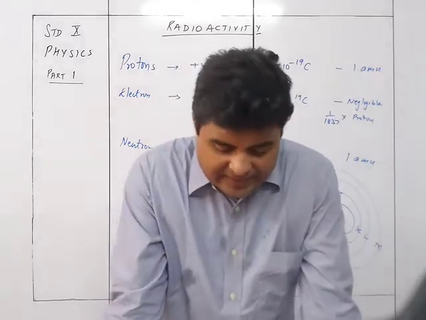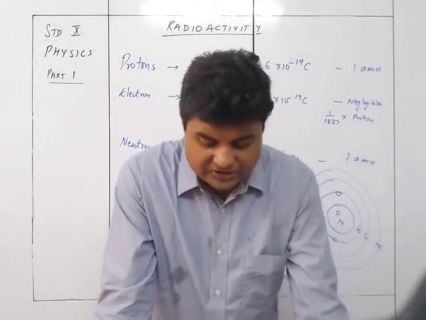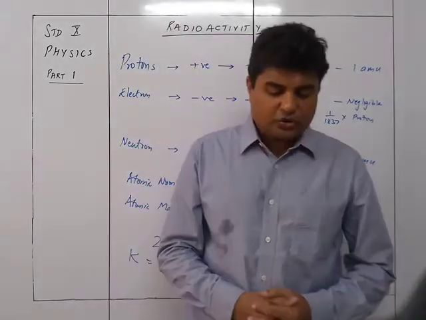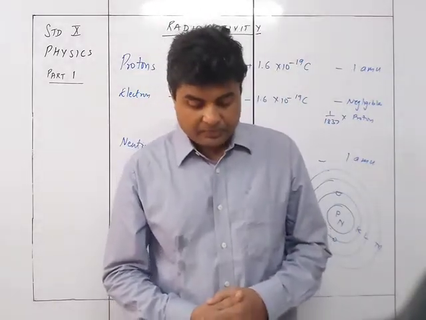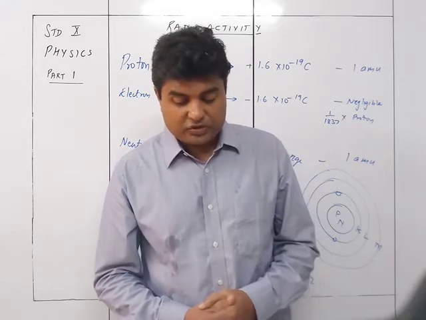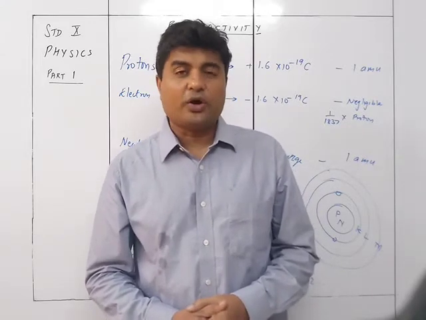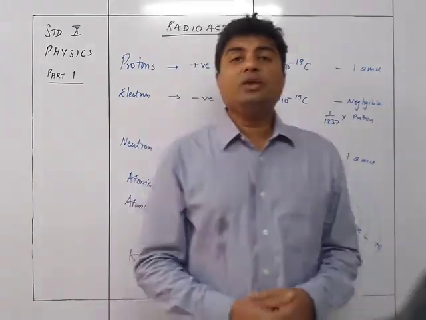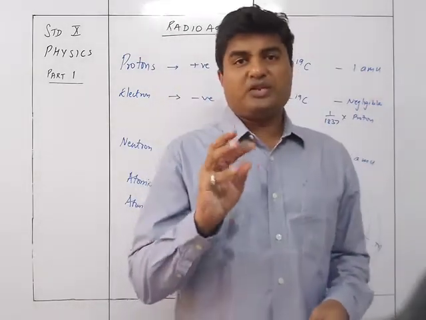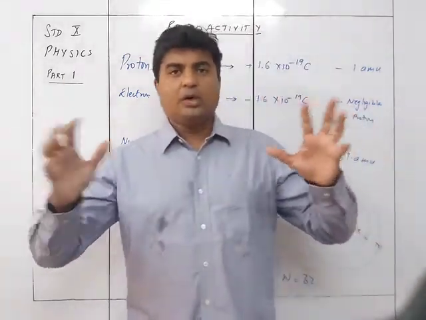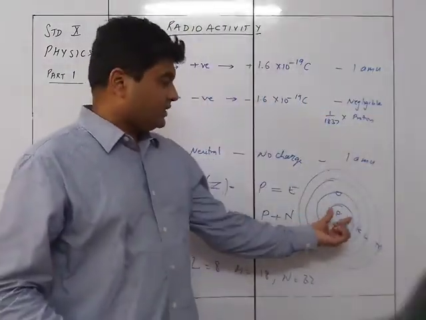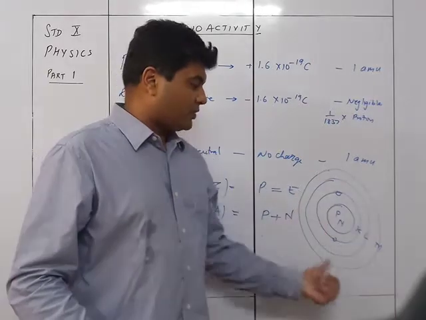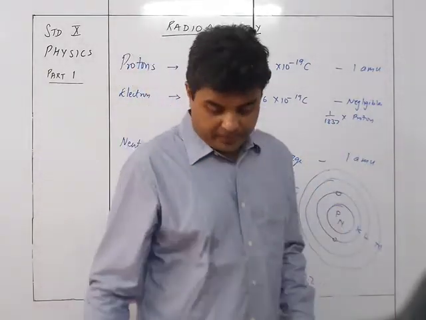The nucleus is at the center of the atom, whose size is of the order of 10^-15 meters to 10^-14 meters. That is 10^-5 to 10^-4 times the size of the atom. So you can see that the nucleus is actually very small as compared to the atom as a whole. The atom is quite big, but the nucleus is a very small thing.